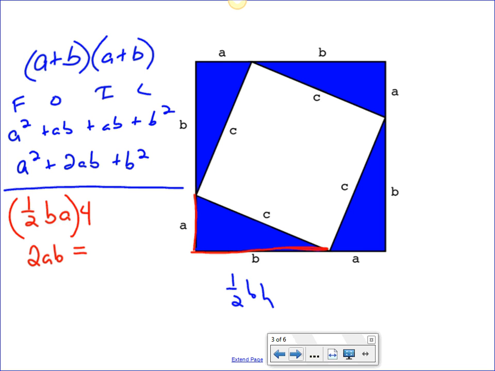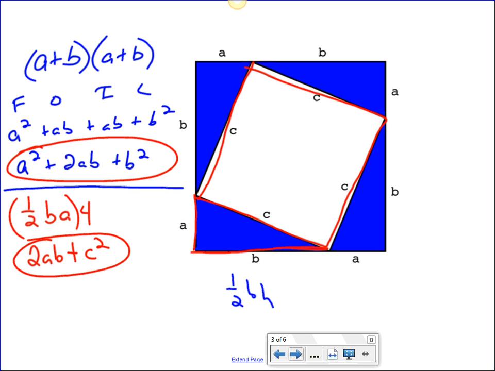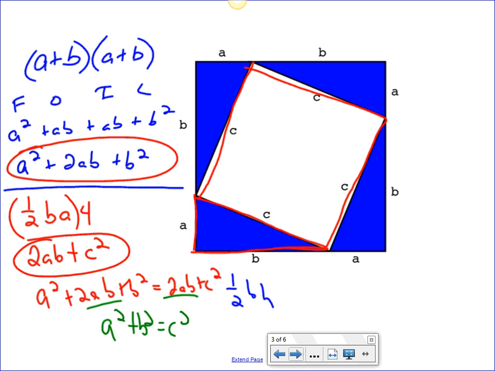We know that that has to be equal to, or excuse me, not equal to, but if I added on the area of the smaller square, this square right here, we know the area of that square is going to be C squared. We would know that these two things have to be equal. So if I said A squared plus 2AB plus B squared equals 2AB plus C squared, we can then identify that these two things are the same, so they would really cancel each other out. So what I'm left with is the formula A squared plus B squared equals C squared.